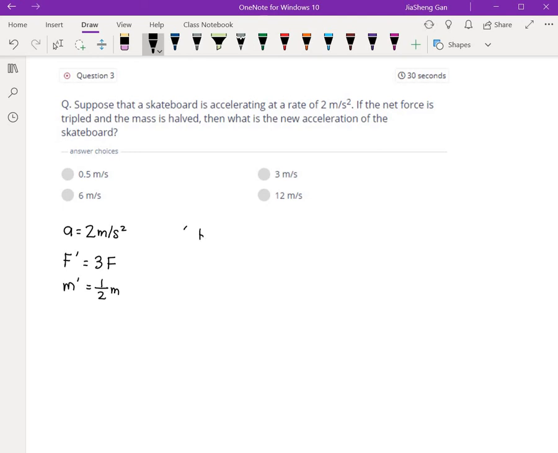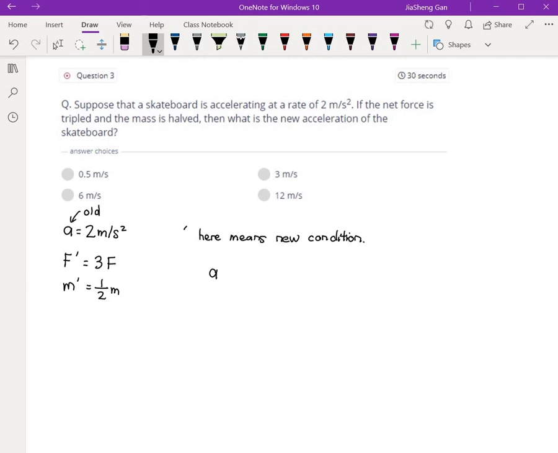The prime here means new. New condition or new situation. It's the apostrophe that we usually use, prime. So they ask for what is the new acceleration of the skateboard. This is the old. If you have prime, then it's new. So they ask for the acceleration.